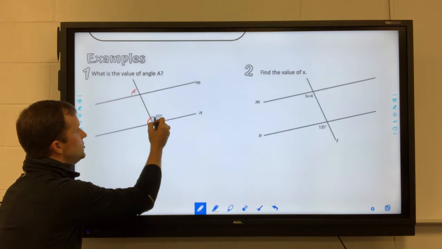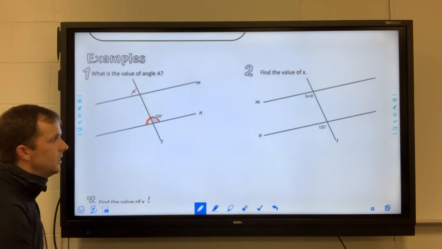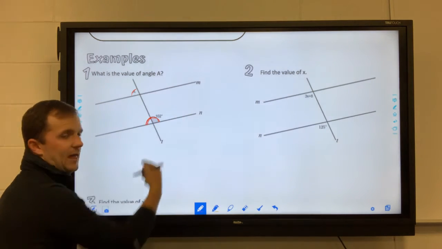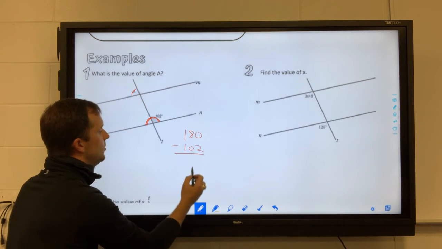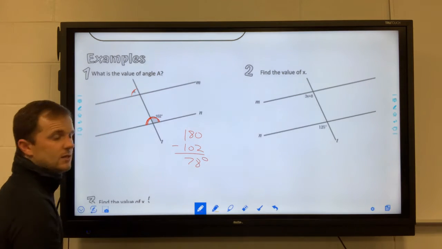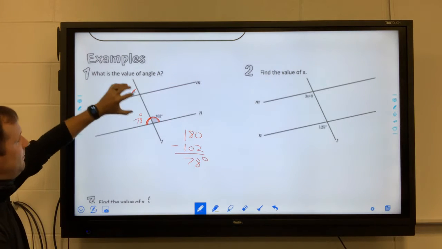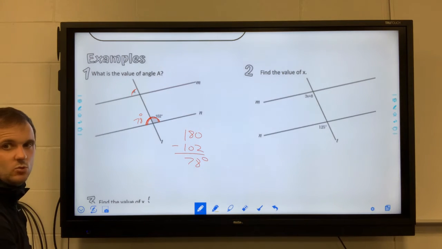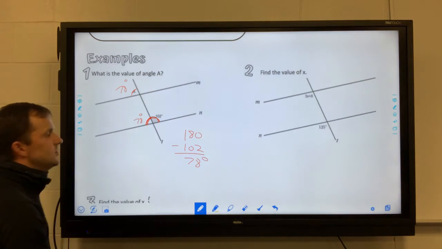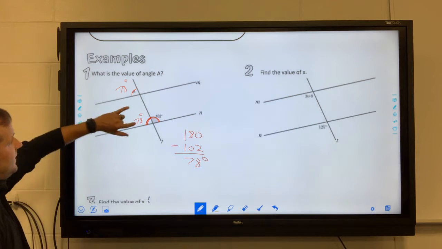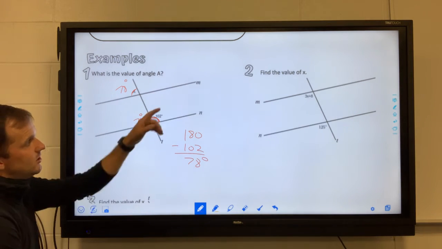Angle 102 and this angle right here are a linear pair, which means they're supplementary. They add up to 180. To find this angle, I can do 180 minus 102, which gives me 78 degrees. Since angle A and this angle are both in the top left-hand corner, they're corresponding to each other. Corresponding angles are congruent, so angle A is equal to 78 degrees as well. So right there, ladies and gentlemen, that gives you the value of A, because those are congruent to each other, okay? All right, so look at example number 2.